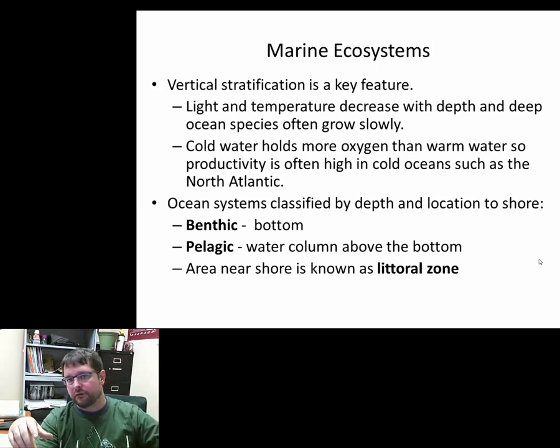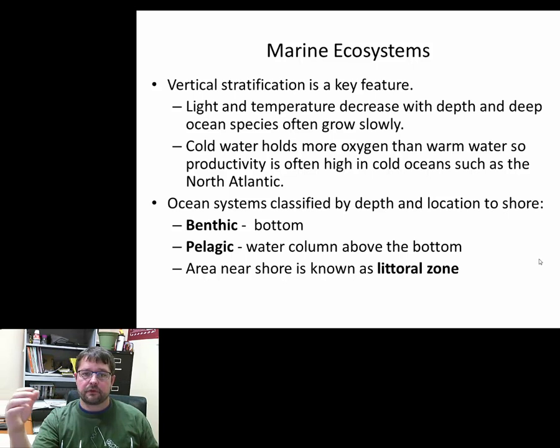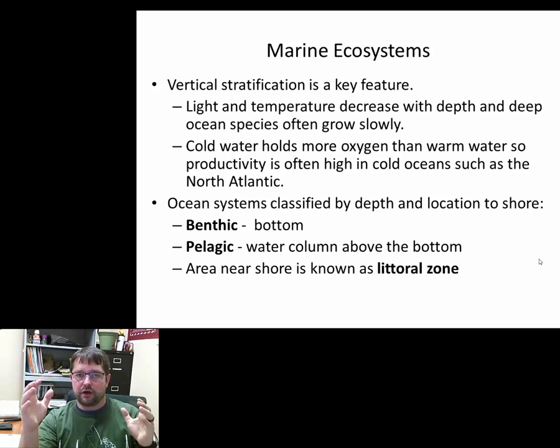So the deeper you go, often the slower growth is. Okay? But that concept can also work against things. So areas that have relatively cold water will hold more oxygen. And so the areas that hold more oxygen will have a higher level of productivity.